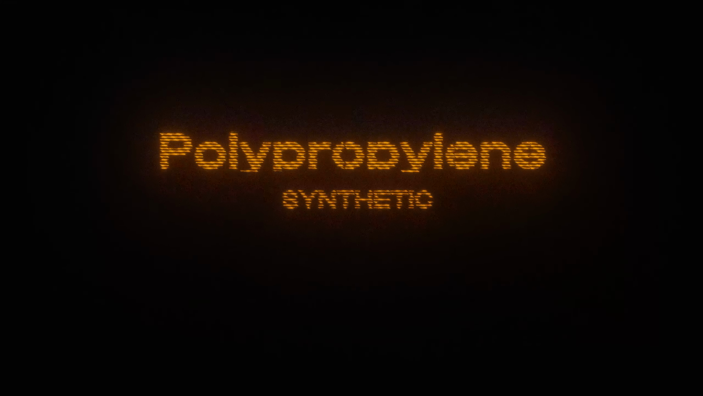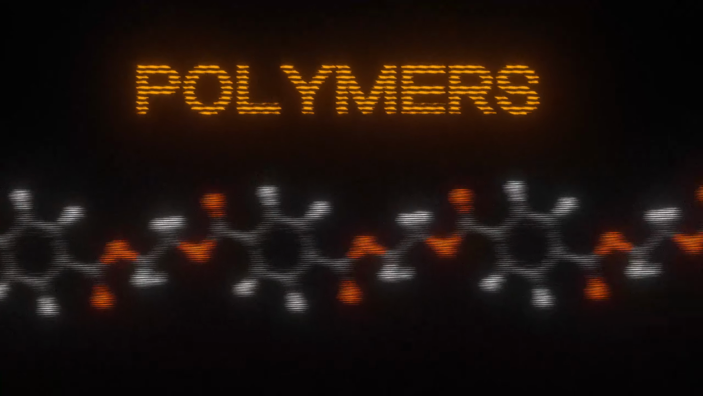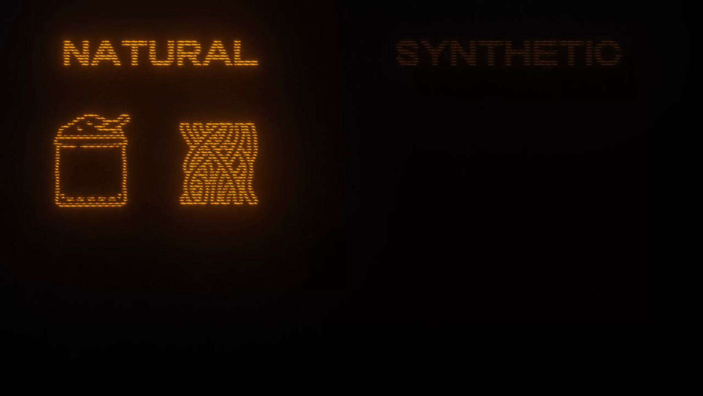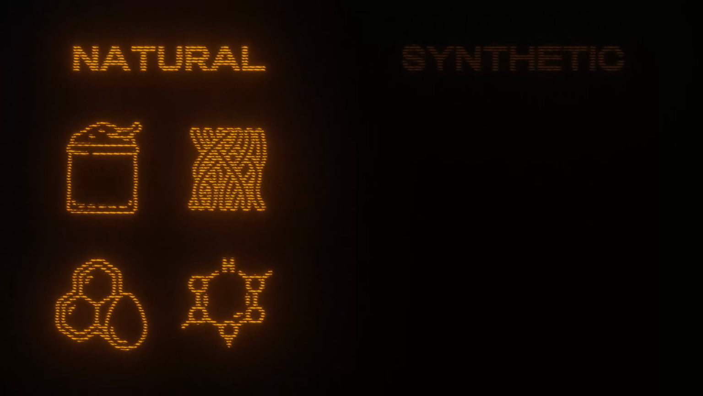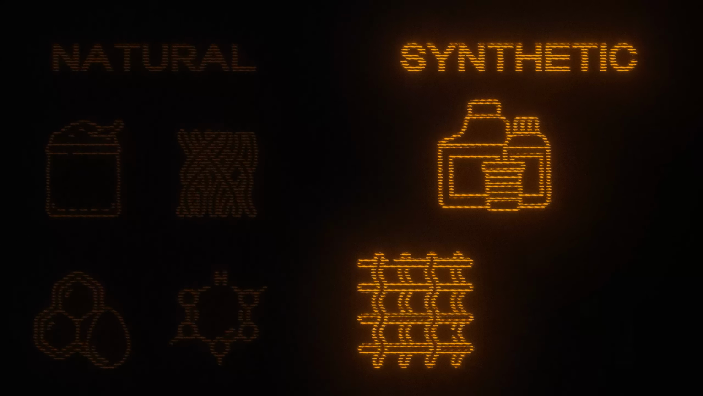Polypropylene is a synthetic, thermoplastic, nonpolar polymer. Polymers are substances whose molecules contain many identical structural units, long chains of compounds. Polymers can be natural or synthetic. Natural polymers include starch, cellulose, proteins, and nucleic acids. Synthetic polymers include plastics, fibers, and rubber.